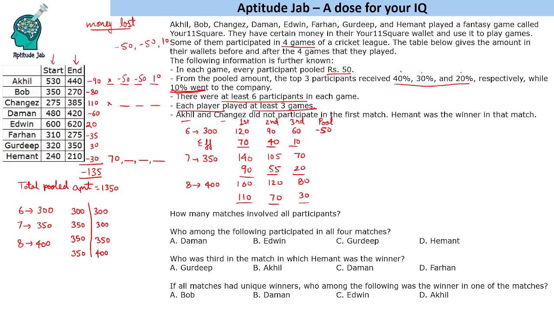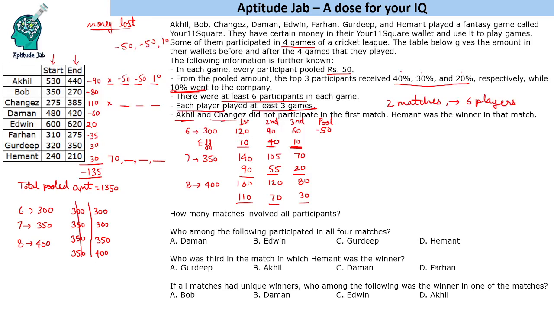A gain of 10 means the person must have been third in a match that involved 6 players. Now, we are given that Akhil and Changes did not play in one match which had 6 players. This means there must be 2 matches wherein 6 players are involved.